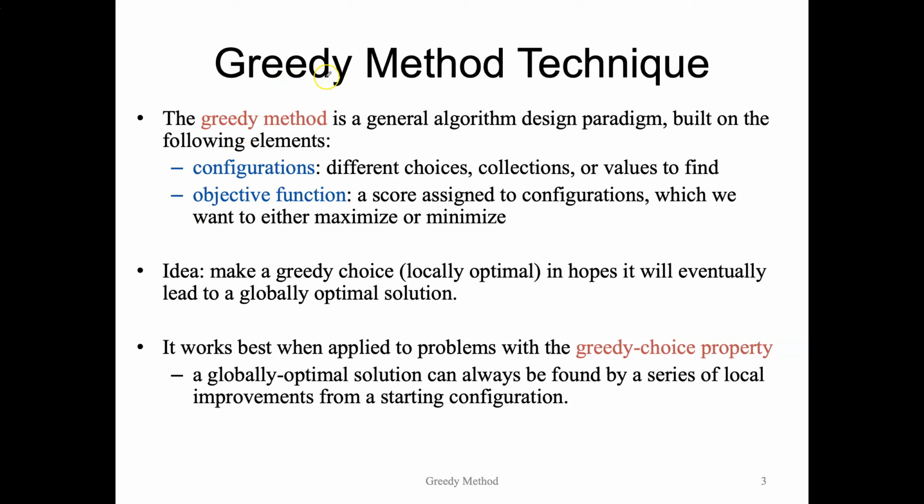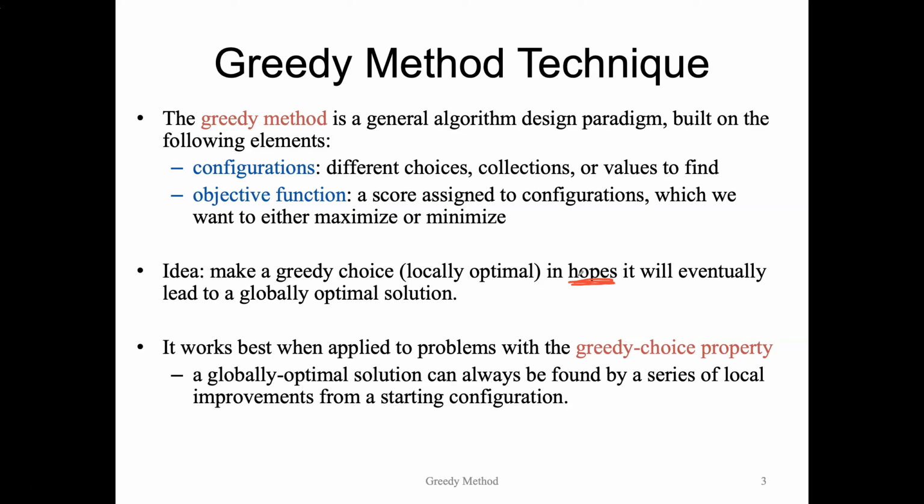So the greedy method is often applied to optimization problems where we want to minimize or maximize some objective function. And the main idea is that we begin at some starting configuration, and then we iteratively make the best decision that we can at the time. So we make what's called a greedy choice. This is a locally optimal choice, and hope that it will lead to a globally optimal solution. But hope is the key word here because it won't work in all situations. It's not going to guarantee that we're going to come up with an optimal solution in all situations.